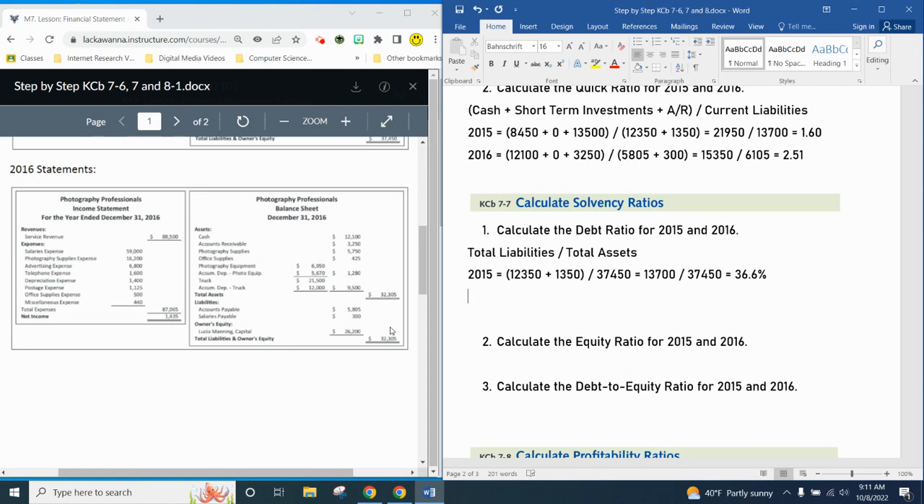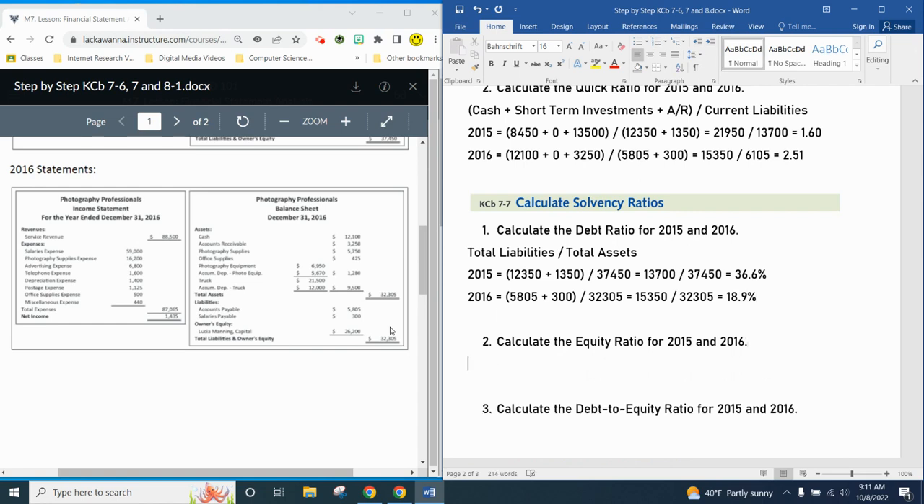So our debt ratio is shown as a percentage. Okay. So we're going to do the same thing for 2016. We're going to get our total liabilities for 2016, 5805 and 300. Divide that by our total assets. And that's going to give us 18.9%.